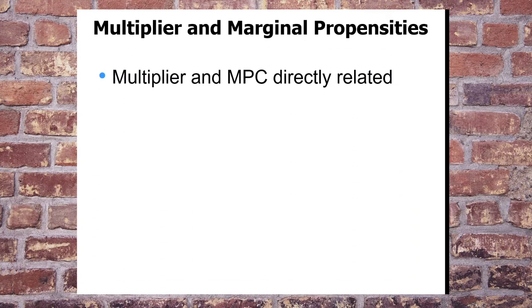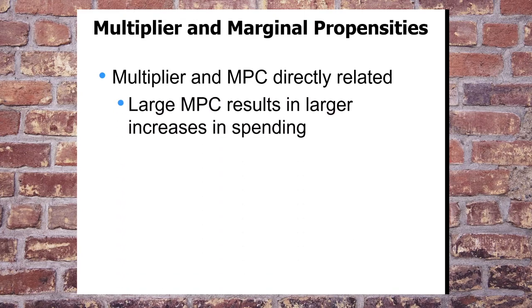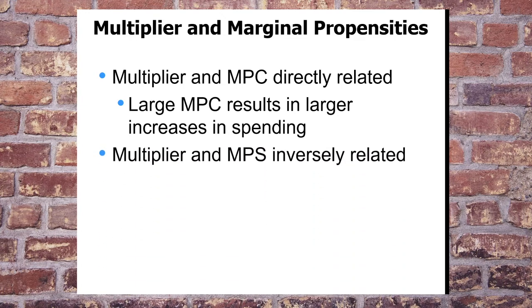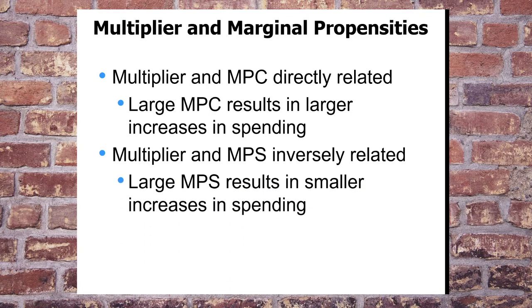What's the connection between multiplier and MPC? The multiplier and MPC are directly related. The larger the MPC results in a larger increase in spending. The multiplier and the MPS are inversely related. A large MPS results in smaller increases in spending.